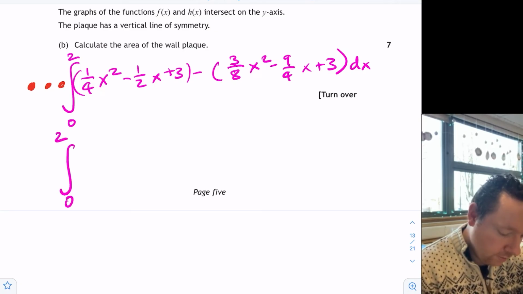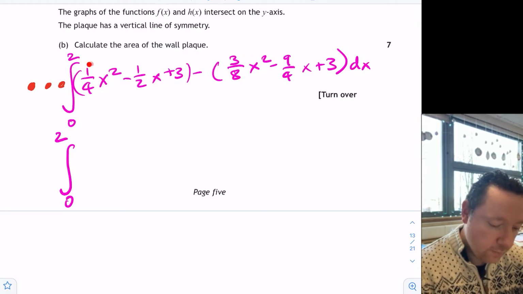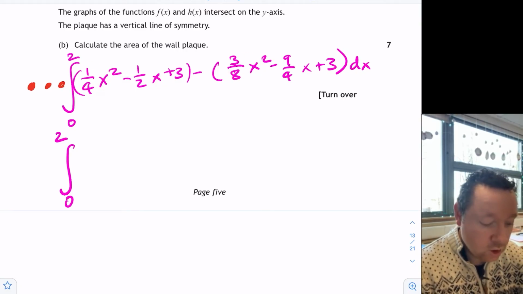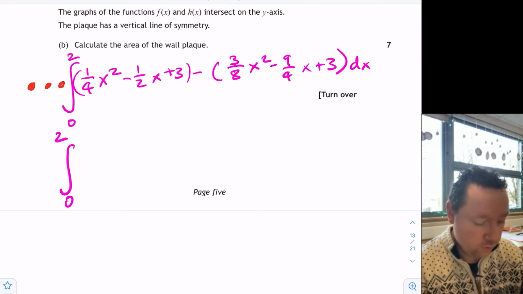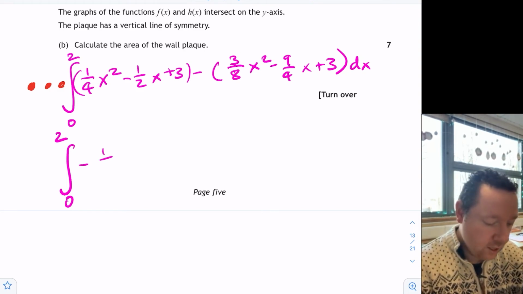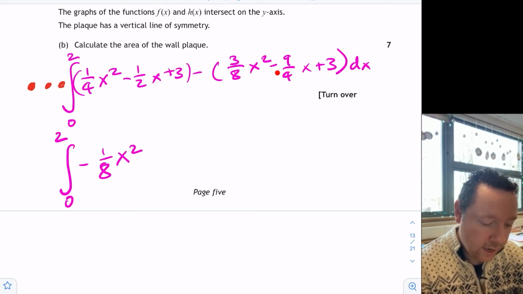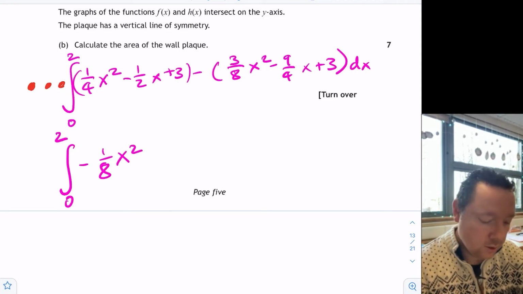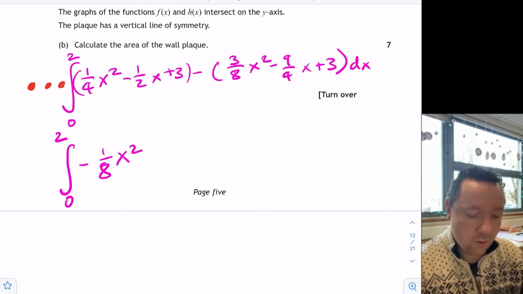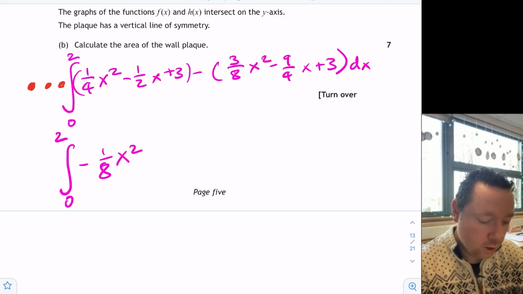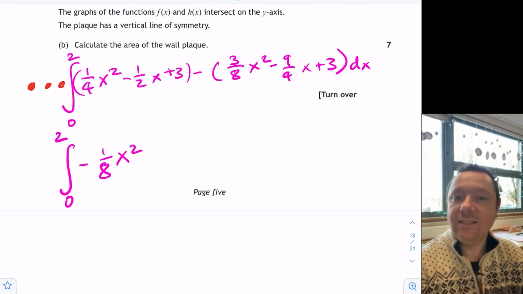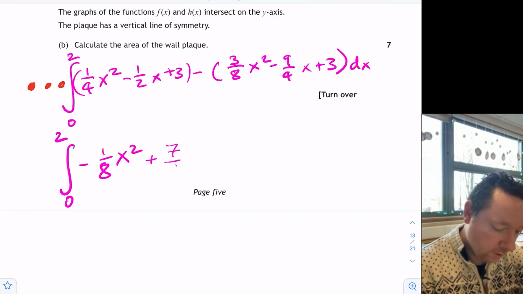That gives us the integral between 0 and 2. You've got a quarter x squared minus 3/8 x squared. So a quarter is 2/8. Being very careful, you've got 2/8 minus 3/8, so minus an 1/8 of x squared. Looking at the x parts, you've got minus a half, minus minus becomes plus, so plus 9/4. Putting a half into quarters is 2/4, so minus 2/4 plus 9/4 is 7/4, so plus 7/4 x.